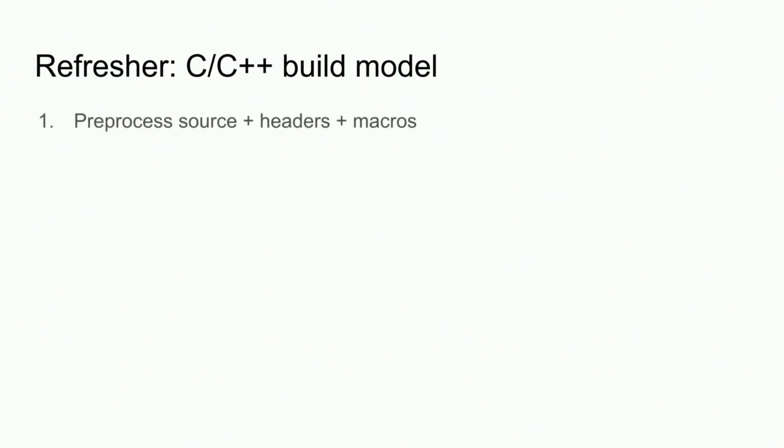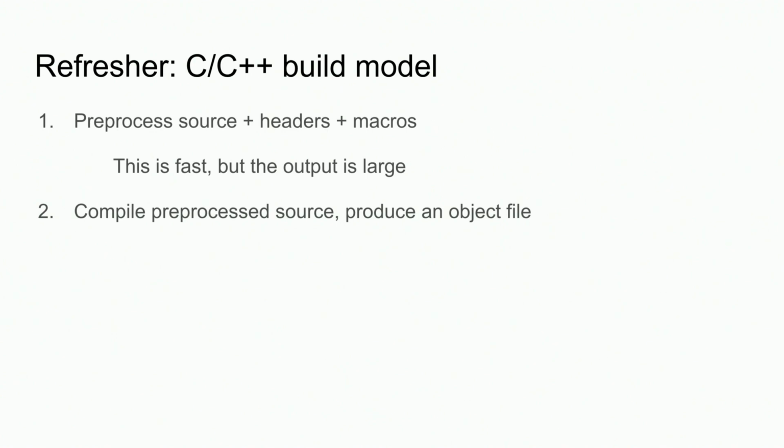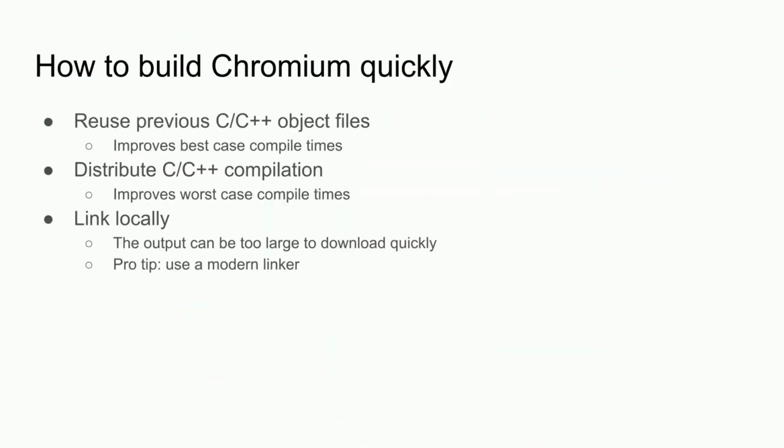Just a quick refresher of the C++ build model, since that's the majority of the Chromium build. You first have to pre-process source plus headers plus macros, and you get a large pre-processed source. Then you have to compile that source to produce an object file, which can be slow, and you have to eventually link that with a bunch of other object files when you're done, and that can be very slow. So to build Chromium quickly, the strategy that's employed is to reuse as much as possible, to distribute as much as possible, and to link locally.